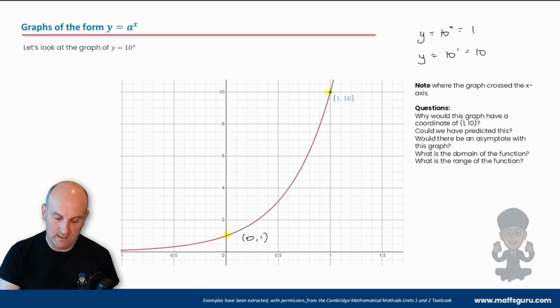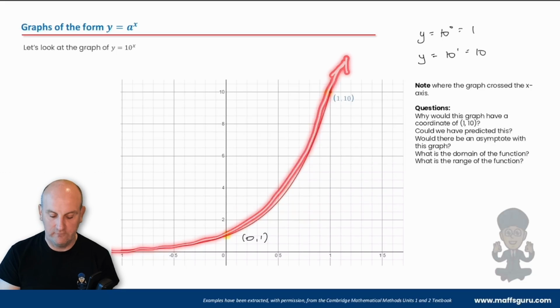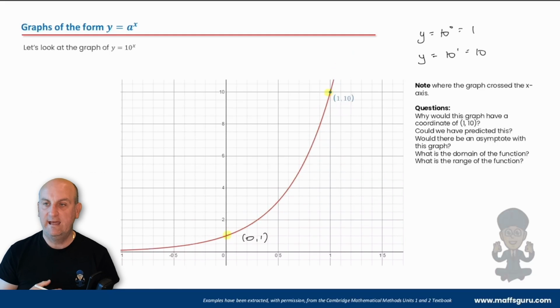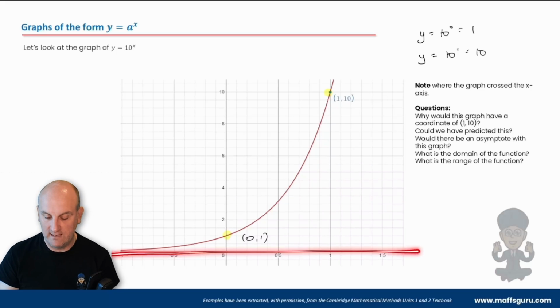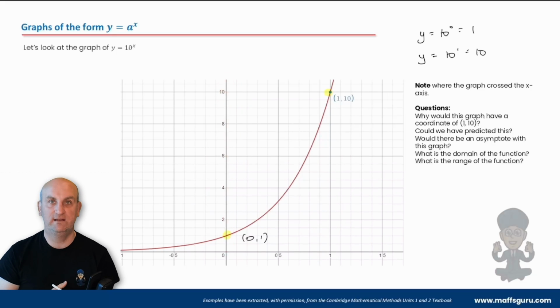The shape starts off sort of close to the x-axis, goes through those 2 points, and sort of goes to infinity on beyond. And again, could we predict this? Where's the asymptote? What's the domain of the function, the range of the function? Well, the domain again is all real values. The range is going to be real plus, because effectively we can't go on the x-axis or below the x-axis, and it's got this shape again.